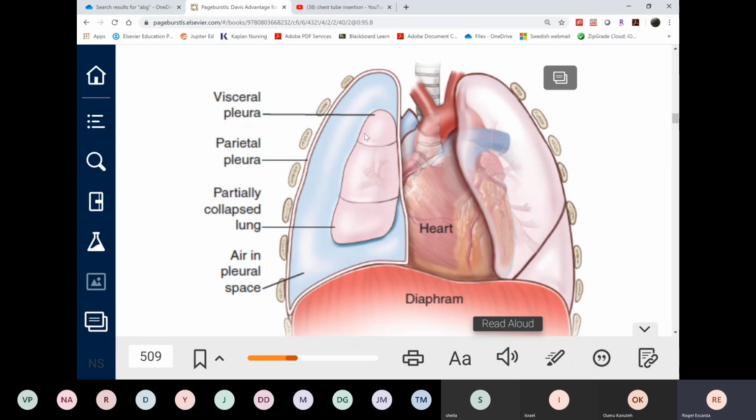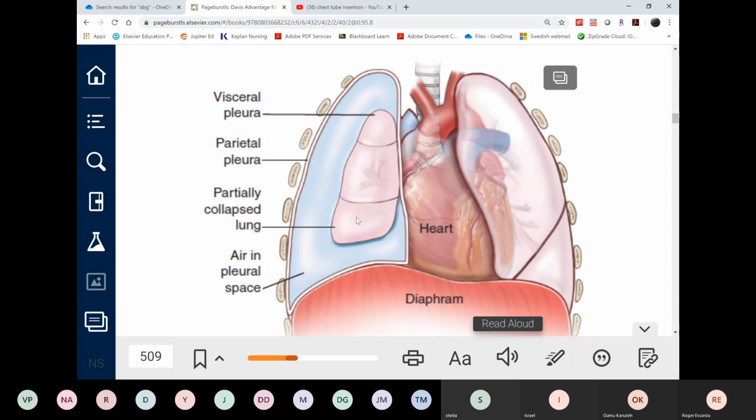It's collapsed, it cannot expand because all this area here, colored blue, is now filled with positive pressure. This positive pressure could be air or fluid, preventing the lung from expanding. So we have to remove all of this fluid, which has nowhere to go. It's trapped in there, collapsing the lung because it's occupying all that space here.